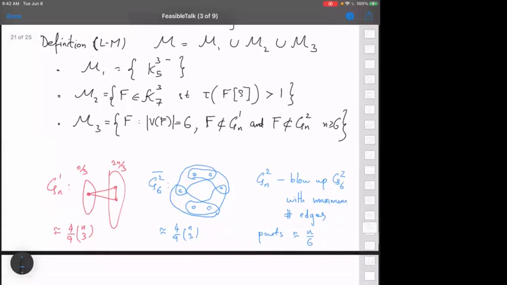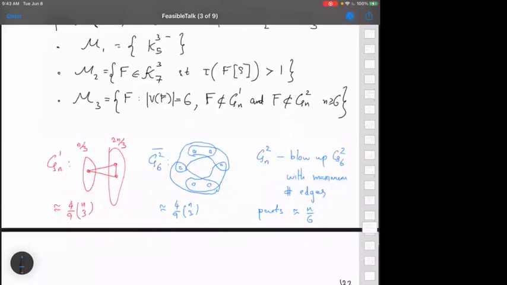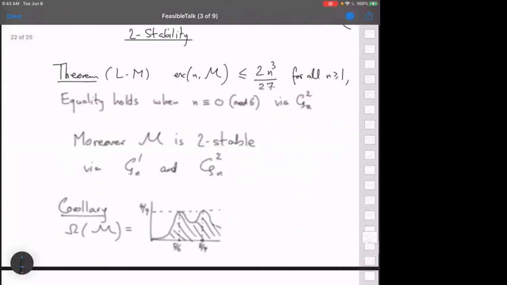And I show you the constructions over here. The red construction has density about 4/9. It's all triples with 1 point on the left and 2 points on the right. And the blue construction is the blow-up of the complement of the picture that you see, and that also has density about 4/9. And the theorem we proved is that the blue construction gives the precise Turán number when n is 0 mod 6.